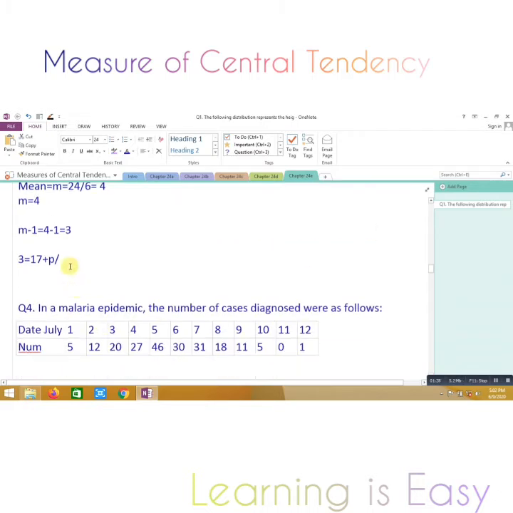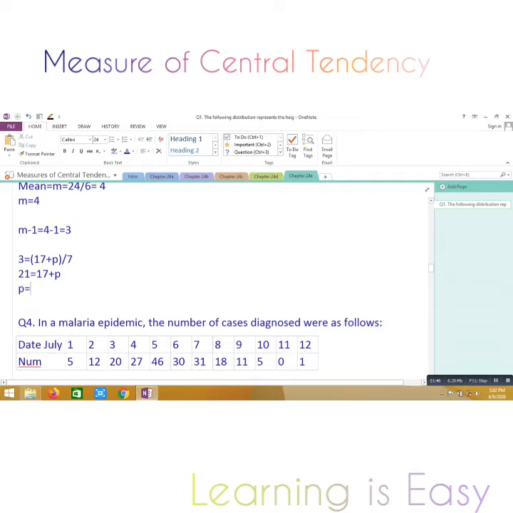So we need to write that down below. And the mean is already given as 3, m minus 1. So taking 7 for multiplication on the left hand side, it becomes 21. So 21 equals 17 plus p. So the value of p is 21 minus 17, which is 4.